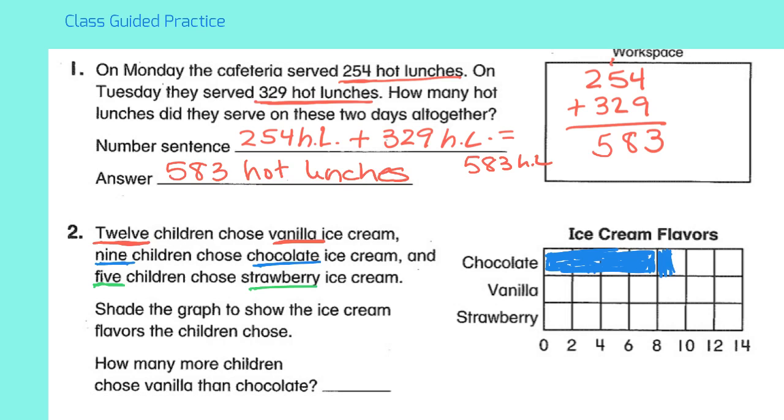So let's go and do vanilla next. We have 12 children chose vanilla, so we have 12 here. So I can go ahead and color all the way up to this line for vanilla. Okay. And 5 children chose strawberries. So let's look down here. So it's going to be right in the middle of this square, so that we're indicating 5, not 4 or 6.